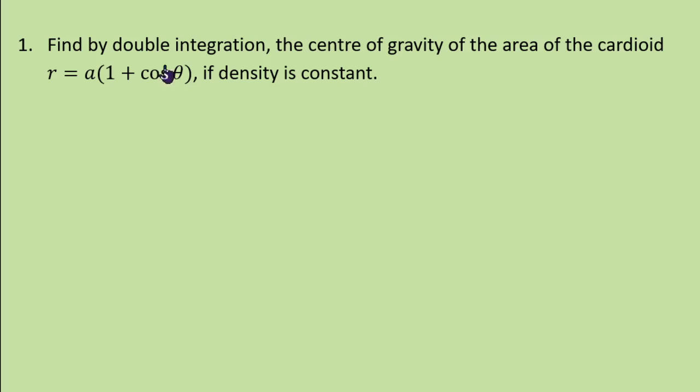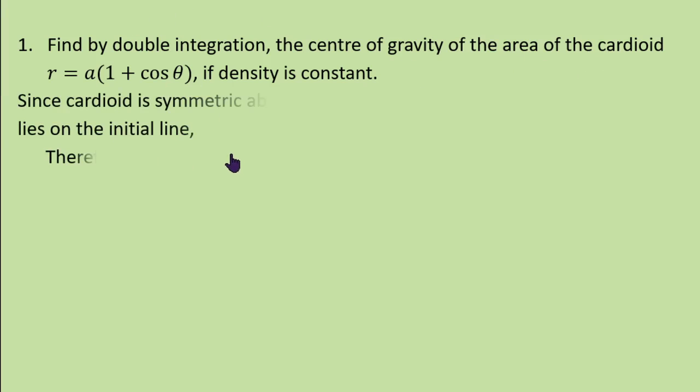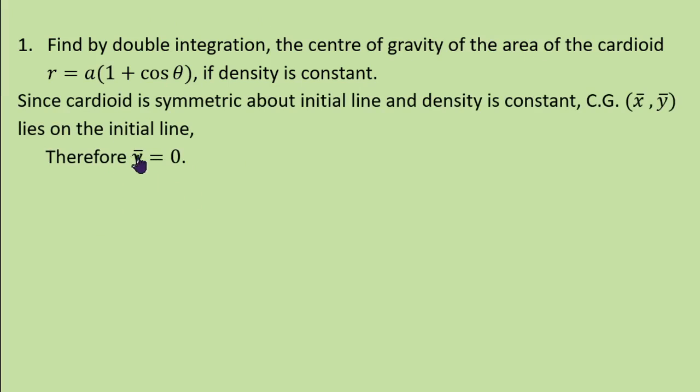And not only that, this cardioid is symmetric about the initial line, therefore the center of gravity lies on the initial line only. On the initial line the y coordinate is 0, that means y bar is 0. So only find x bar. y bar is 0 because density is constant and the cardioid is symmetric about the initial line.